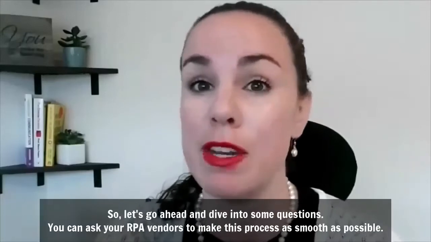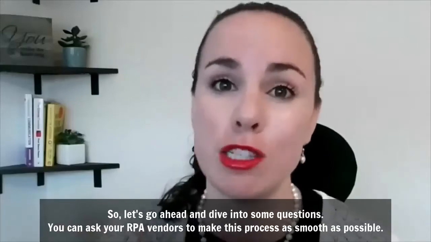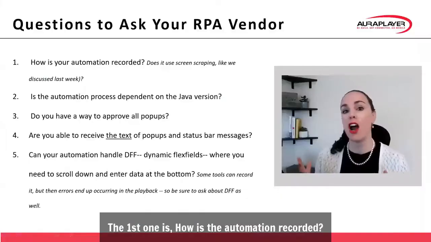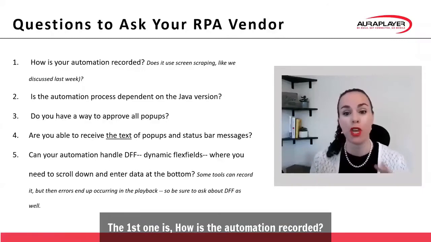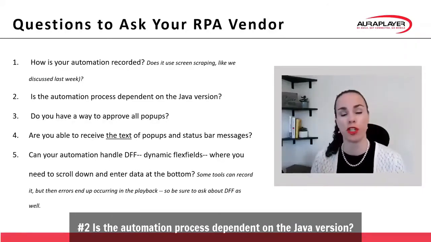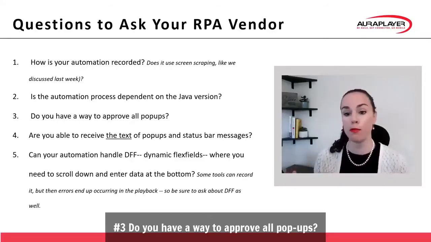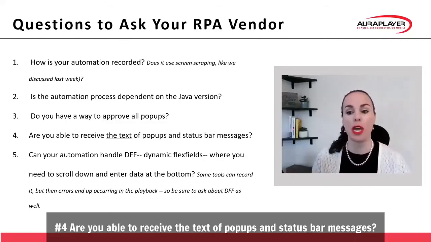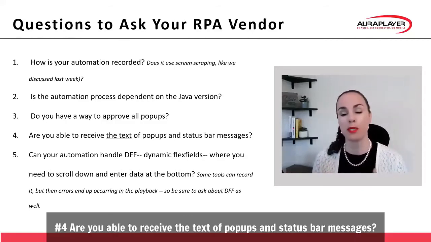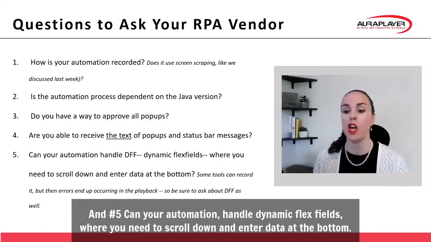So let's go ahead and dive into some questions that you can ask your RPA vendors to make this process as smooth as possible. The first one is, how is the automation recorded? Number 2, is the automation process dependent on the Java version? Number 3, do you have a way to approve all pop-ups? Number 4, are you able to receive the text of pop-ups and status bar messages? And number 5, can your automation handle dynamic flex fields where you need to scroll down and enter data at the bottom?